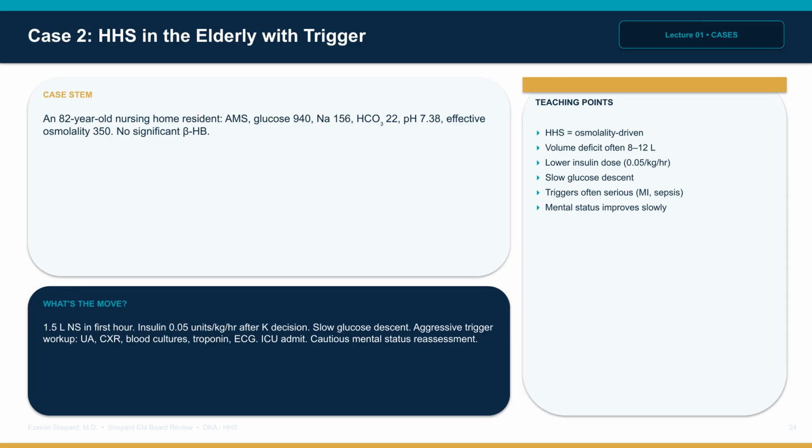You want to begin fluid resuscitation with 1.5 liters of normal saline over the first hour. Look hard for the trigger: urinalysis, chest x-ray, blood and urine cultures, troponin, and the EKG. Insulin at 0.05 units per kilogram per hour after the potassium decision. Slow the glucose descent. Pediatric mortality is the wrong concern here. The risk is in the elderly, fluid resuscitation mismanagement, and the missed trigger.